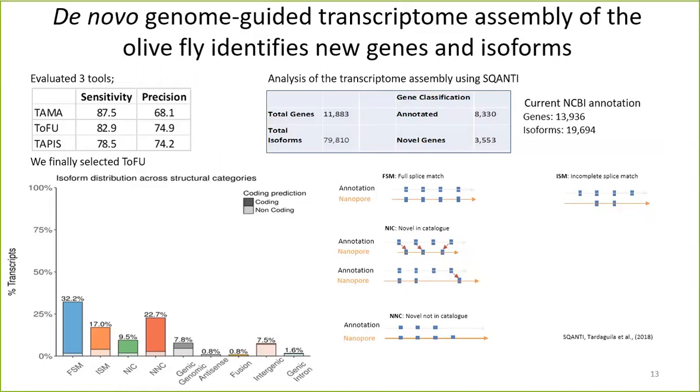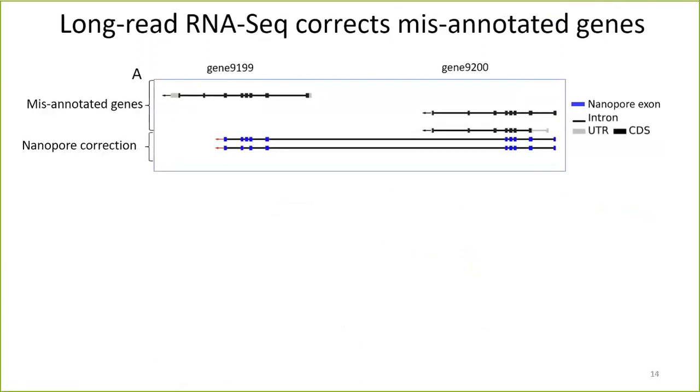So again, trying to compare our transcriptome to what is already available in NCBI, we notice that there are some genes that are not properly annotated. We think they are misannotated. For example, I give two examples here. This is the first one. We see that gene 919 and gene 9200 are in the NCBI annotation called as separate genes. But we can see that we have nanopore reads, and this is just collapsed reads. We have many more reads from this. But they basically match the splice junctions of these two genes, and we think that basically these two genes are just isoforms of the same gene.